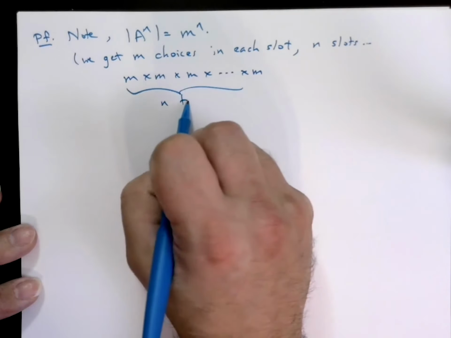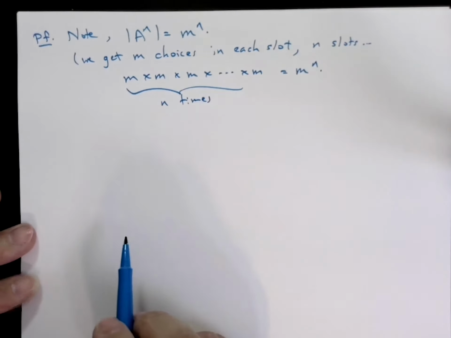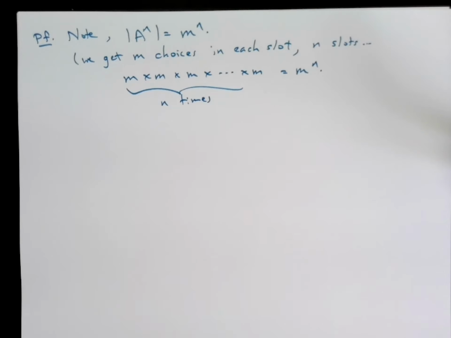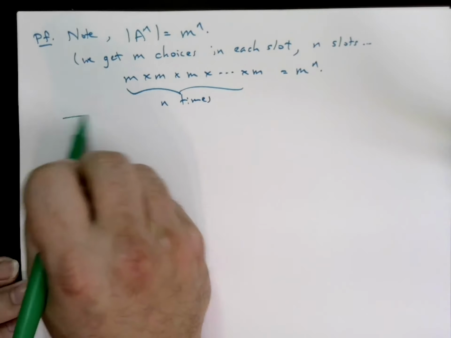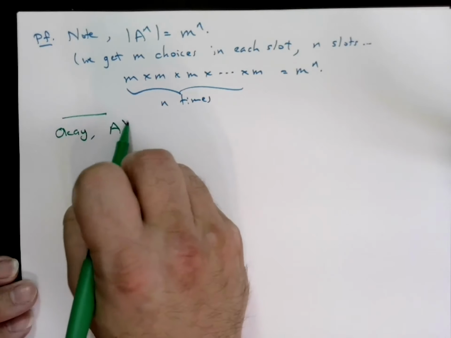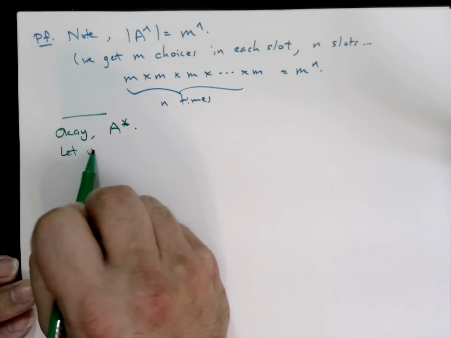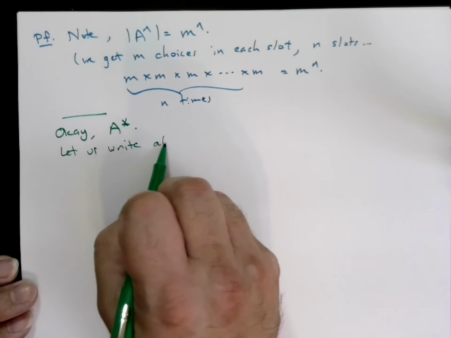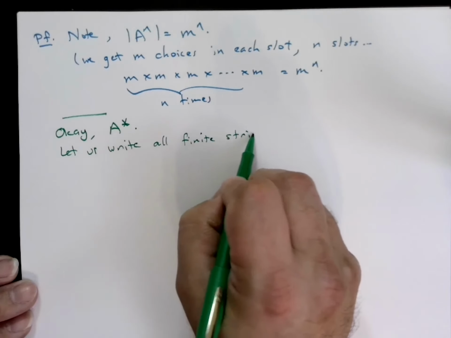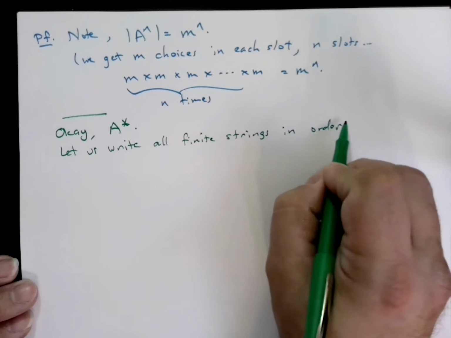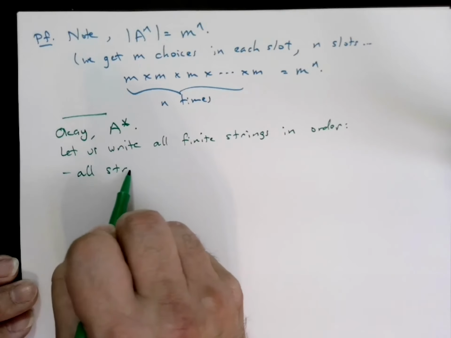Okay, now let's consider A star. We're going to write all of the finite strings in order. So we're going to write all the strings of length 0, there's one of those. All the strings of length 1, there's m of those. All the strings of length 2, there's m squared of those. At each stage, there's a finite number of strings, and we just keep concatenating them, on and on and on.